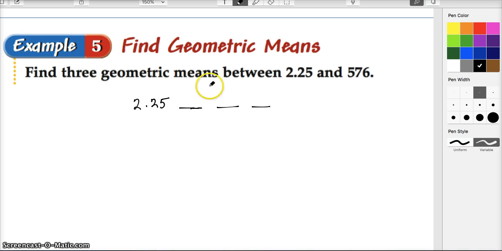So find the three means between this guy. I'm glad they told us, because if there weren't three, there could be two. So we need that number. That's important to get to 576. So we're starting here, and we're going to end there.